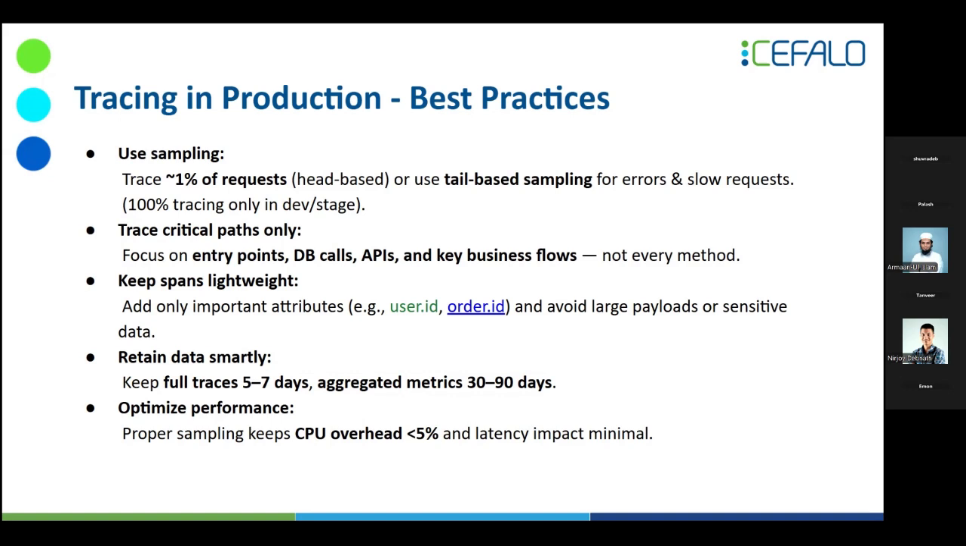And to optimize performance for tracing, generally OpenTelemetry has a very low CPU overhead. I think it's less than 1%, but if you have a lot of tracing, or a lot of data coming to your production application, then it can increase the CPU overhead. So to keep the latency impact minimal, you can do sampling. Proper sampling includes what I mentioned, like only 1% of the requests should be exported, or only trace some critical paths, things like that.